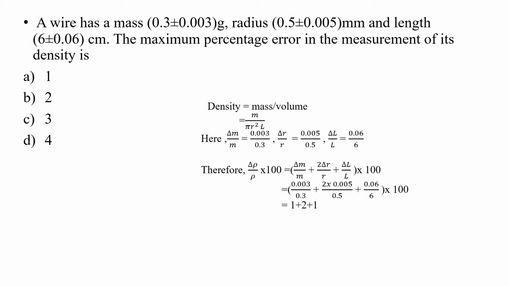Okay. Now substituting the values of delta m, delta r, delta L and L, we get the answer as 4%. So the wire has a particular mass in gram, radius in mm and length in centimeter. The maximum percentage error in the measurement of density is option D, that is 4%.